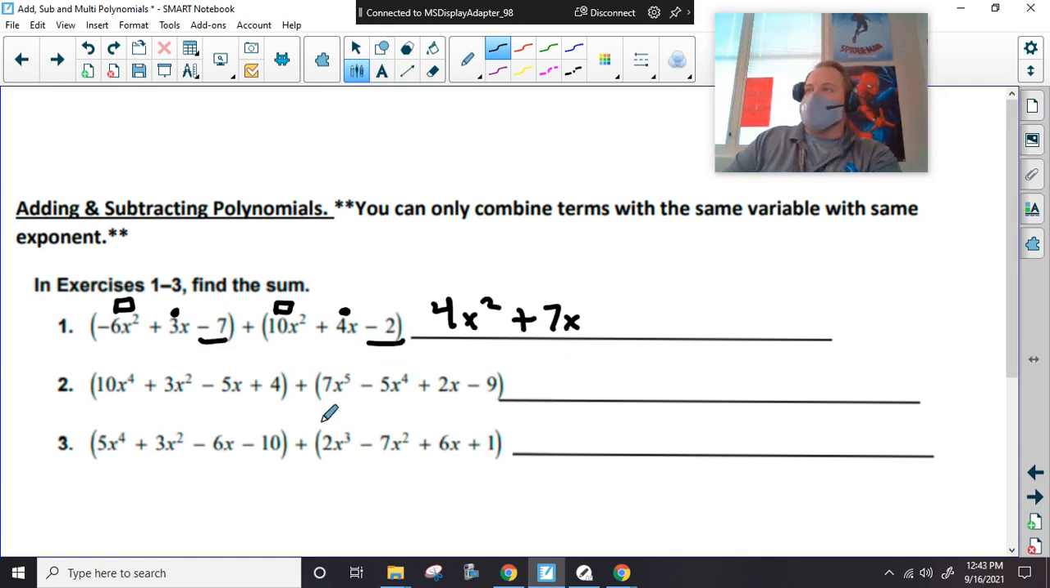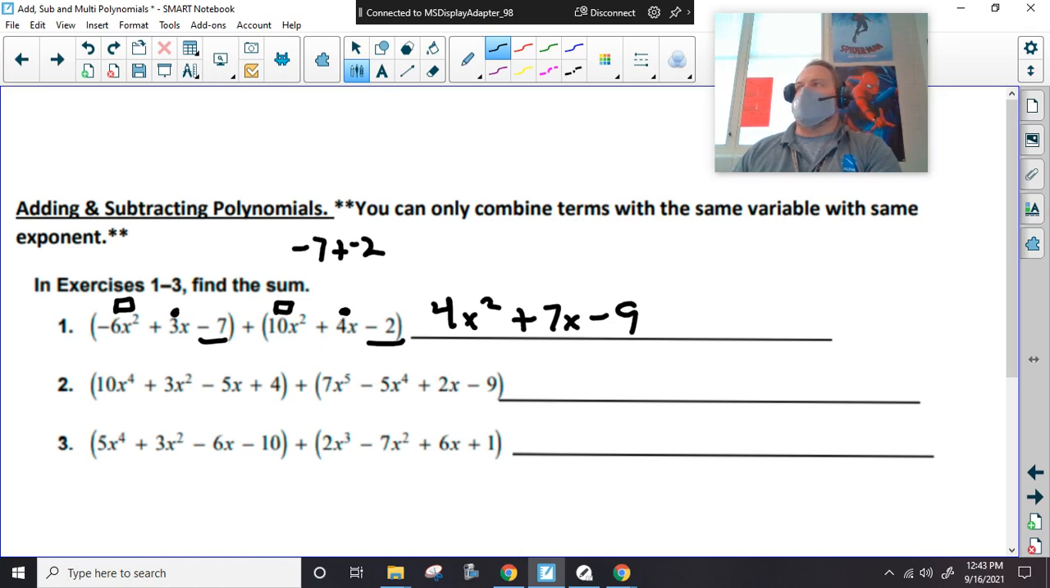And I usually underline my constants. That's just me. Y'all can do whatever. Okay, and I'll have -7 plus -2, which ends up being -9. And that's actually the answer for that.